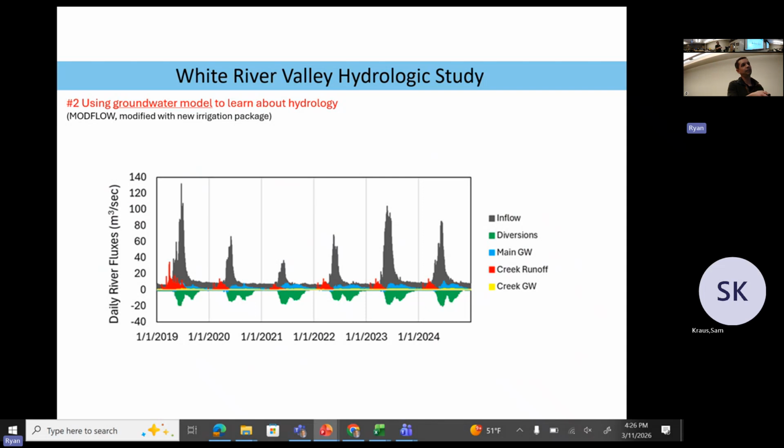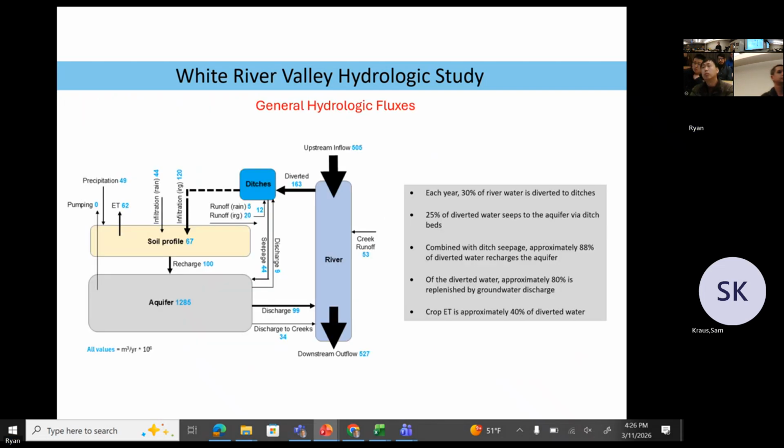And then the light blue is how much groundwater is going back into the river. So you can see the timing: they divert, they irrigate, a lot of recharge happens, and then that drives flow back to the river. So every year you have that same seasonal pattern. And then this yellow is how much groundwater gets into the creek, the tributary. But mainly it's groundwater getting into the White River as a response to the diversion, which recharges the aquifer.